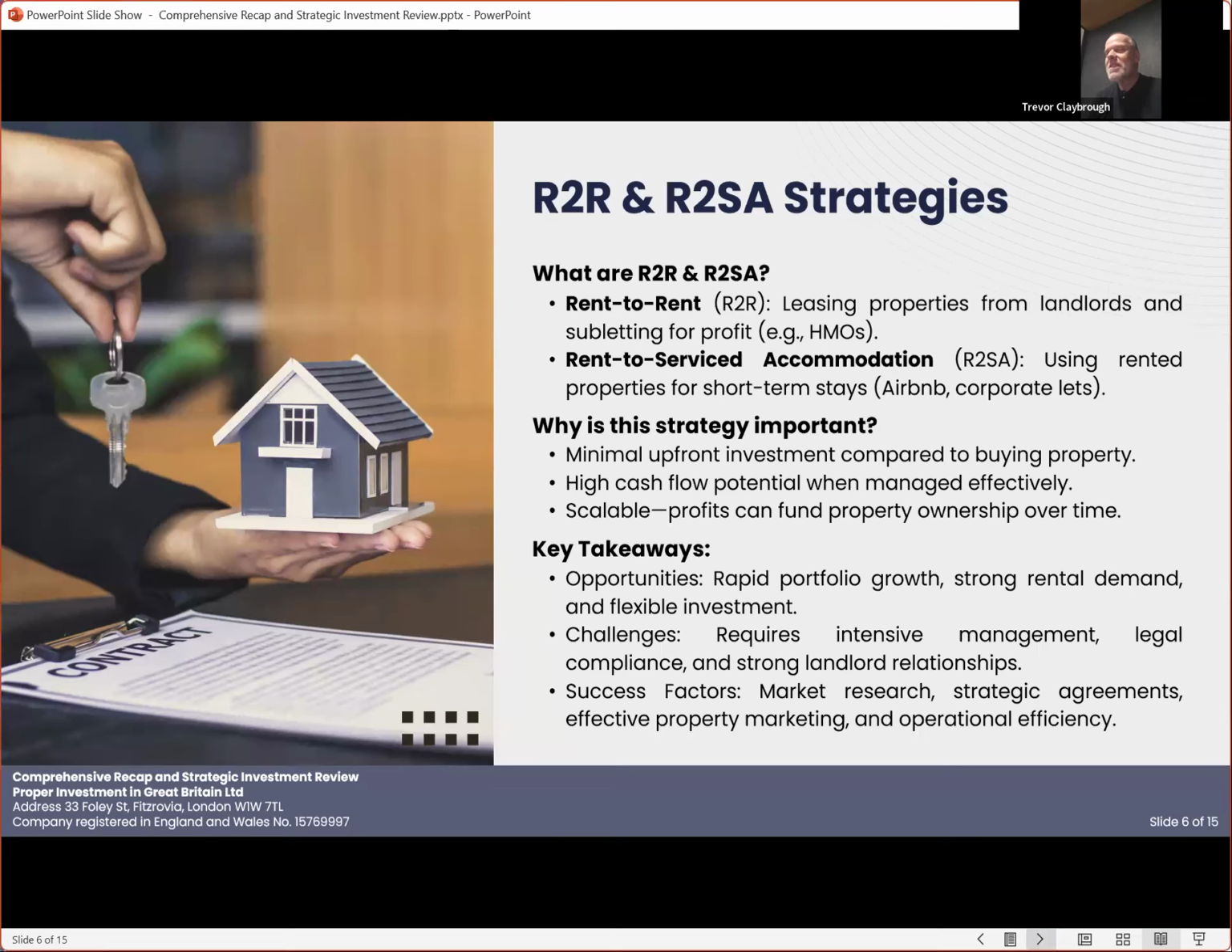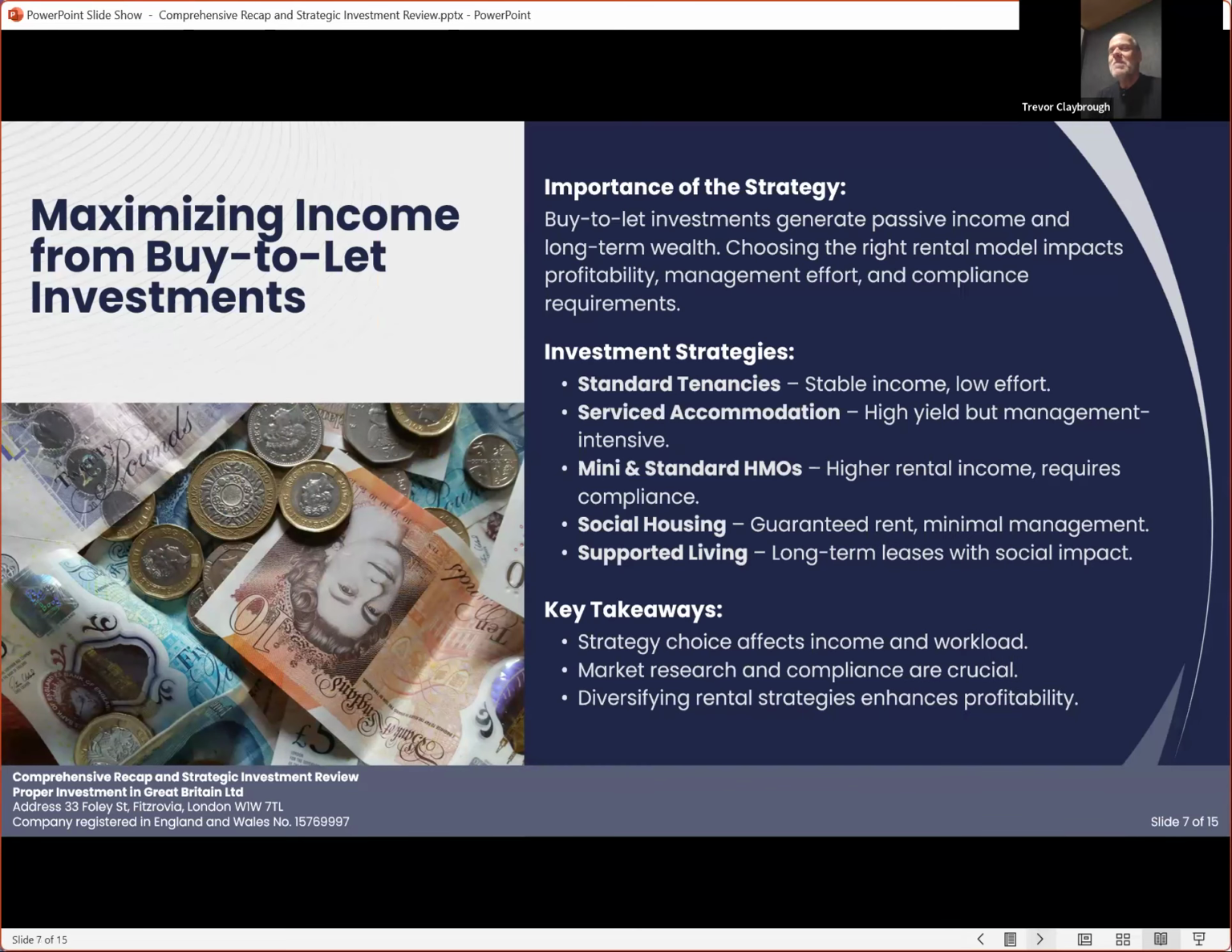So next one. Maximizing income from buy-to-let investments. This is a reminder that our standard terrace house that we're buying with the BRRRR strategy, we can do standard tenancies, so standard buy-to-let. Sometimes it can be the best and easiest solution. Find a good tenant, take out the rent guarantee insurance, and have an agent managing it, or self-manage it if it's not that far away, and just get the income with very little hassle.